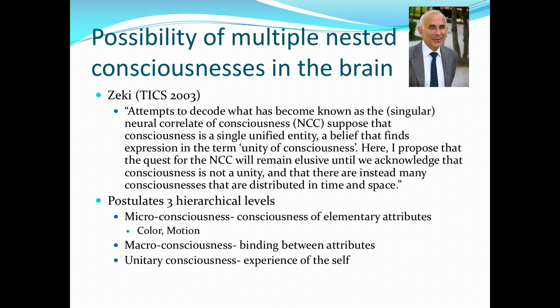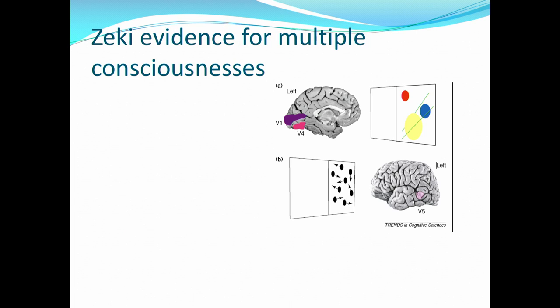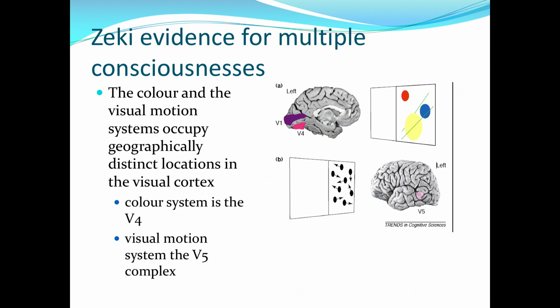And he suggests a three-level hierarchy, or certainly leaves open the possibility of further levels. Microconsciousness, which are of elementary attributes such as color and motion; macroconsciousness, which is the binding between attributes; and the unitary consciousness, which is the experience of the self. And in my model, these all would correspond to different observer frames or observer windows. And so he has various sources of evidence for this.